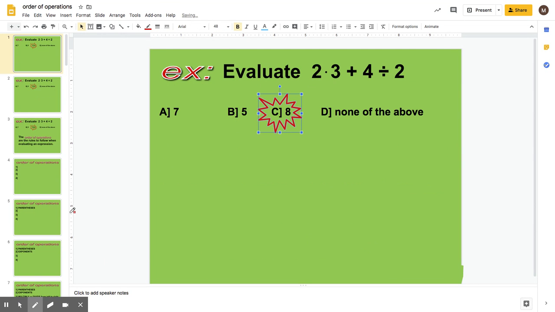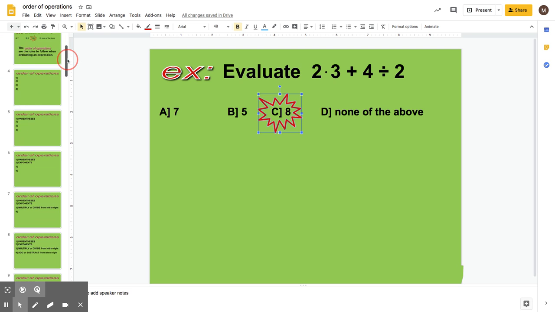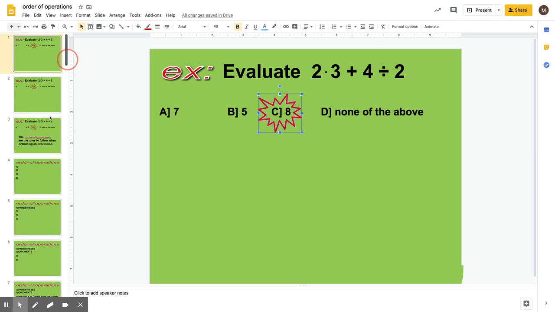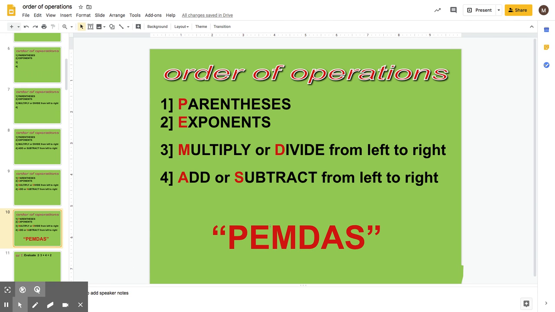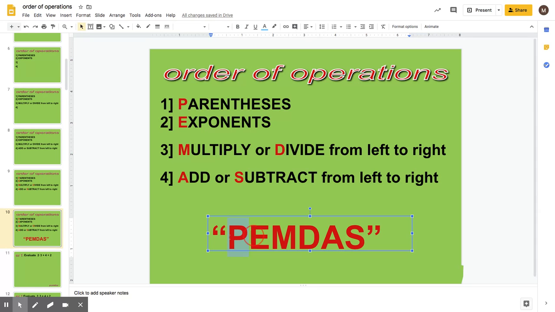All right, so then I go back here to the original file. Okay, so here's the file, and we know that the acronym is PEMDAS.